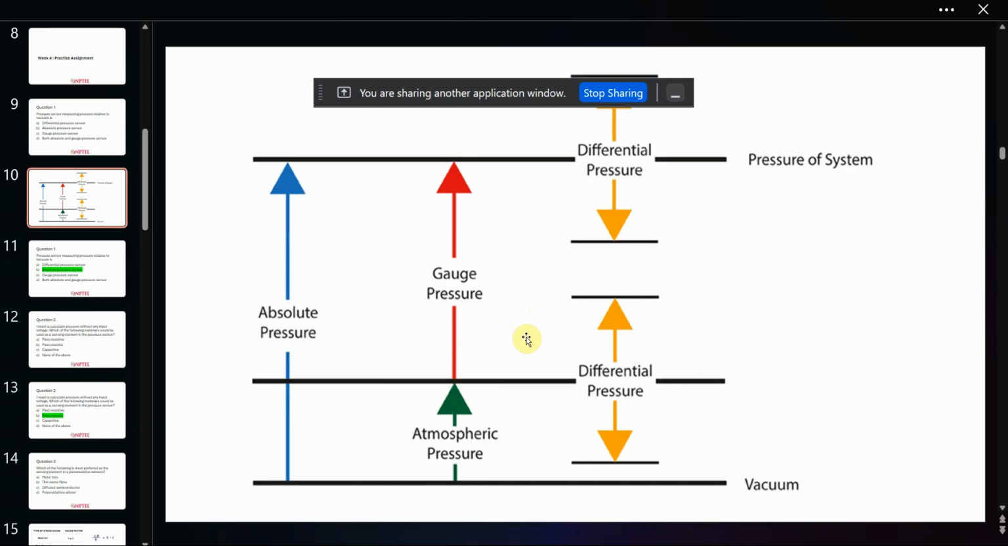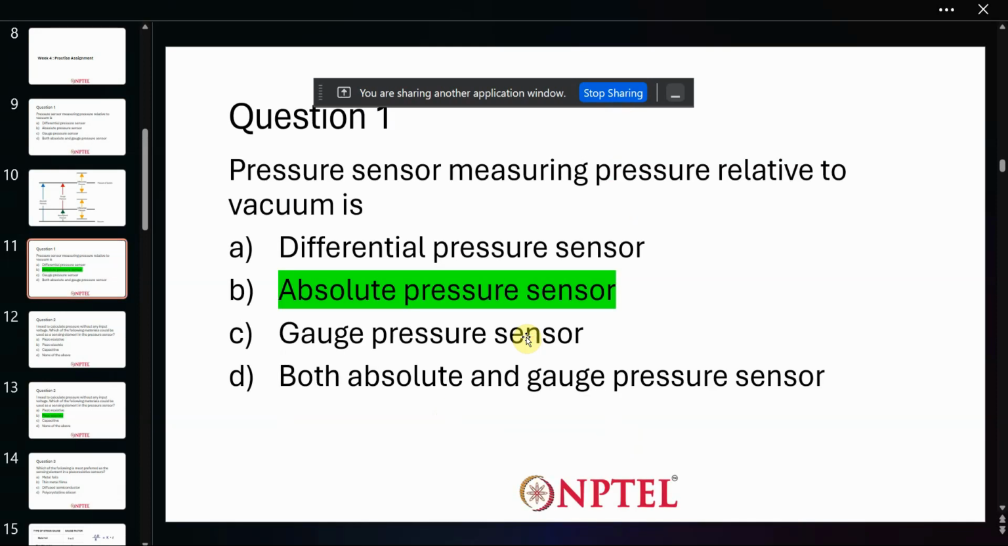Anything with respect to vacuum is called the absolute pressure. Anything with respect to the atmospheric pressure is called the gauge pressure. And when you are measuring pressure between A and B, between two interconnected bodies, that is called the differential pressure. Since it is measuring pressure relative to vacuum, it is called the absolute pressure sensor.